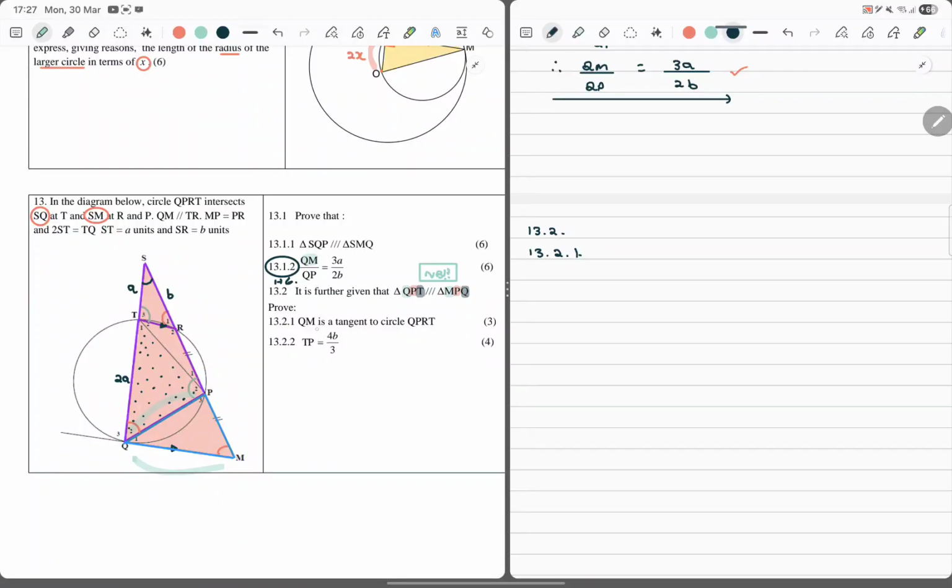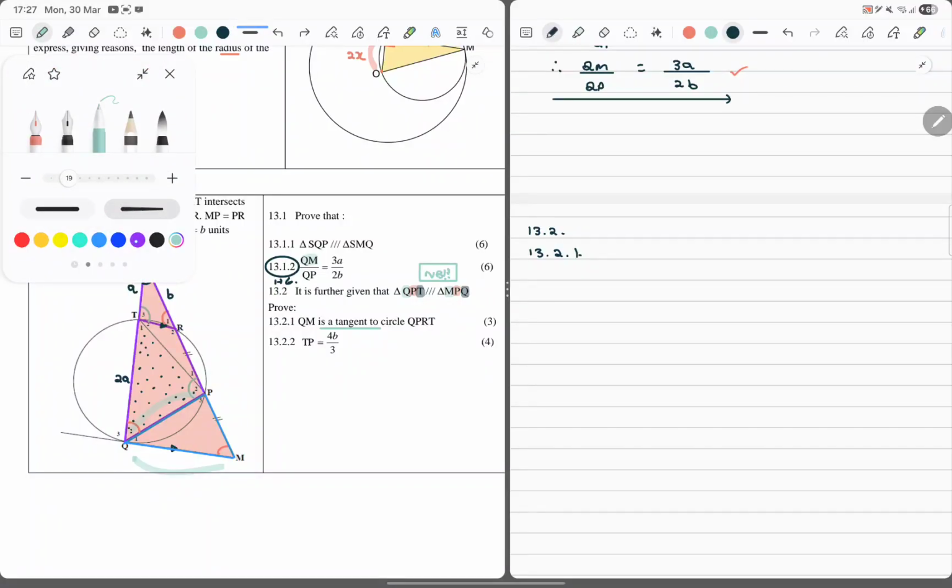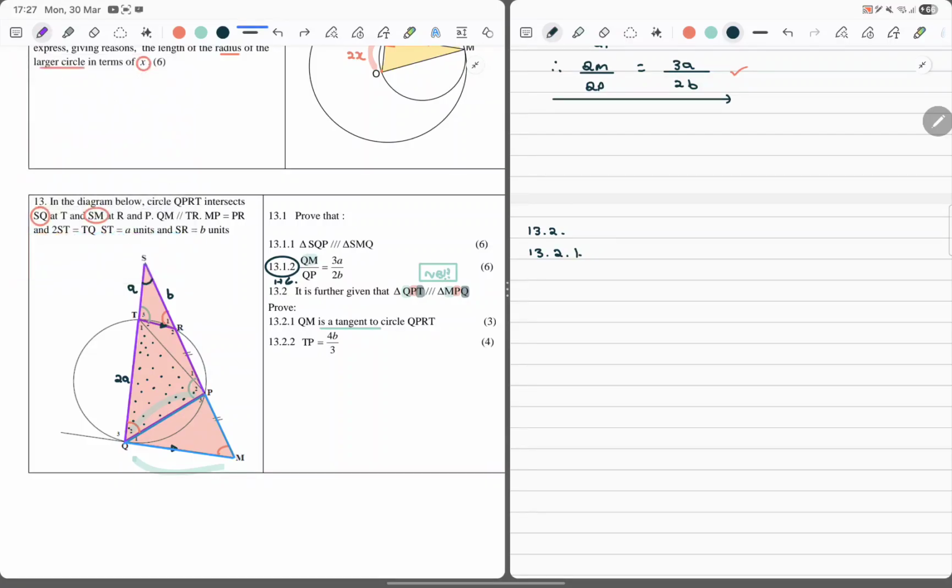13.2.1 says, now we need to prove that QM is the tangent to the circle. So obviously we saw that this angle, that angle would correspond with this, right? And if that angle is equal to this, then it means this is the tangent, converse of the tangent chord theorem. So very easy. So first of all, we're going to say Q1 is going to be equal to T1.